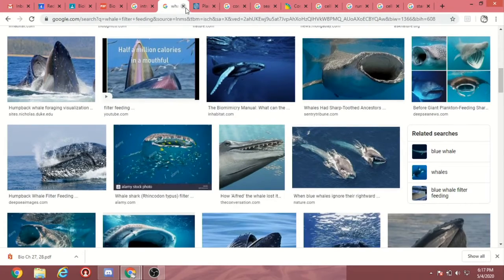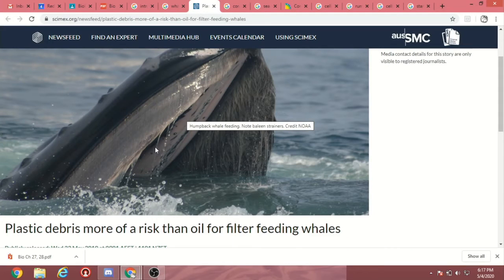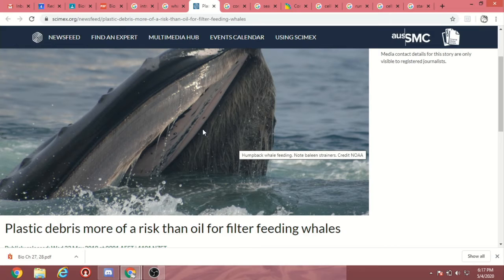And so this is interesting too. I found this on a website while I was looking up the baleen. There's a nice close-up picture of the baleen. And what they found, I was reading it, is that plastic debris is actually more of a risk than oil for filter feeding whales. So we kind of stress out about oil, thinking the oil might clog this baleen and make the whale essentially starve because it won't work right and filter right.